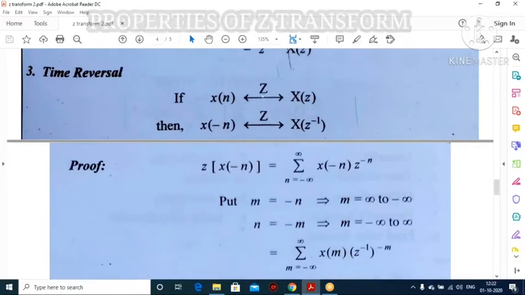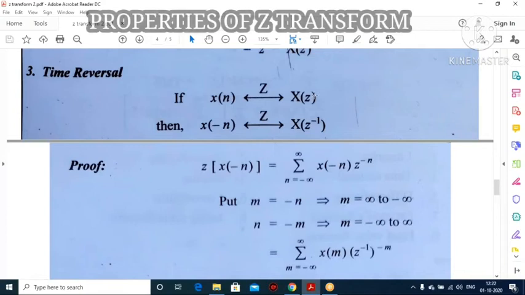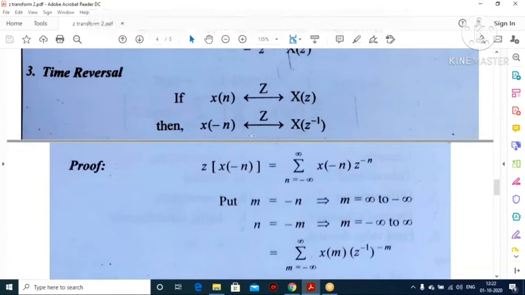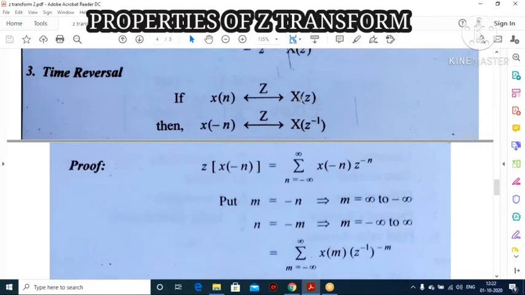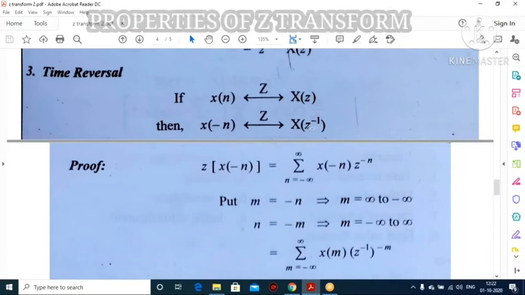Here, if you take the Z transform of x of n, you get X of z. This is the normal definition. Similarly, time reversal means I am folding the sequence, so x of n becomes x of minus n. It means I folded the sequence. So if x of n gives X of z, then x of minus n becomes X of z inverse. Isn't it? When you take the Z transform of this folded sequence, you get X of the reciprocal, that is, z power minus 1. Okay, now this is your statement.